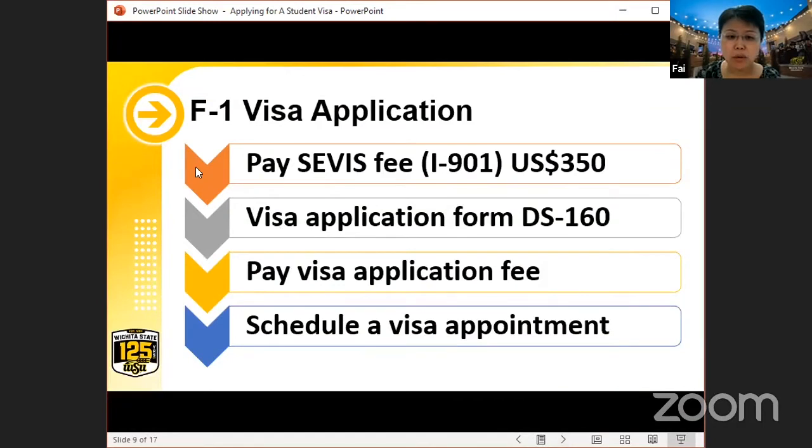Then when you get your I-20, you need to pay your SEVIS fee, which means you need to fill out a form called the I-901 form, and you will pay $350 for it. You will also need to complete a visa application form that is called DS-160, and you pay the visa application fee. So the application fee is different from country to country. It can be around $200 or $150 or something like that. Then you can schedule a visa appointment.